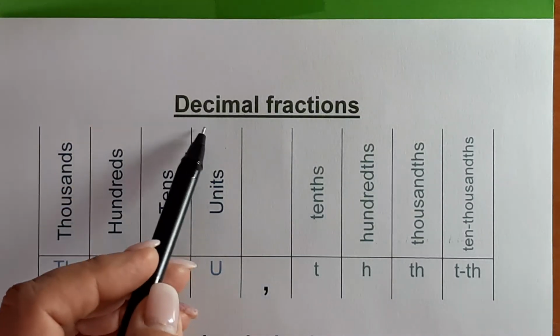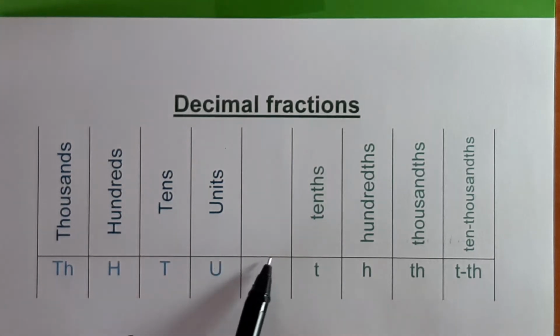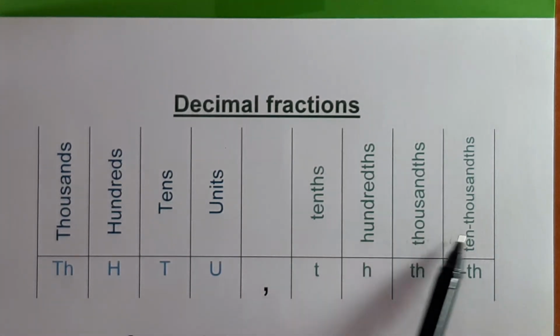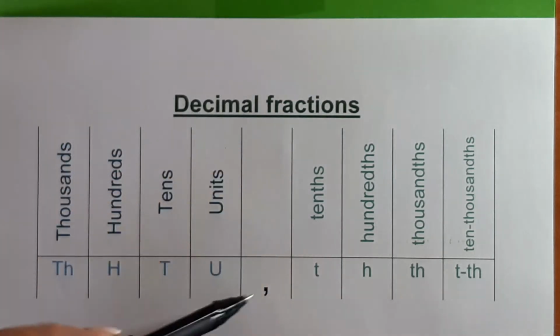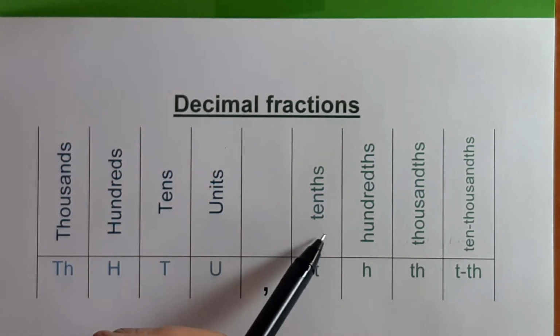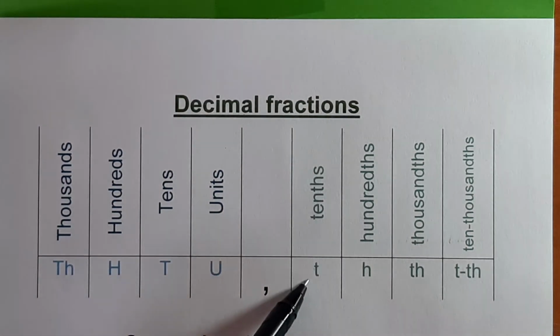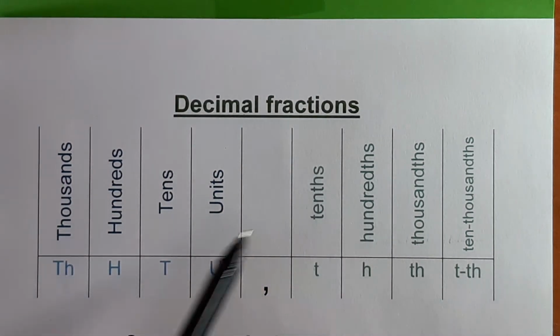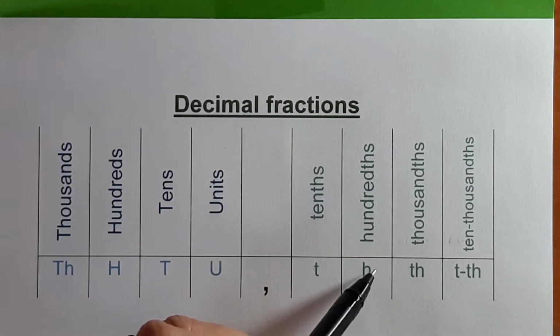Deci means 10, and a decimal fraction is a number with a comma and then numbers behind it. Tenths is the first number behind the comma, so it will be one whole that's divided into 10 equal parts, and that will be your tenths. And hundredths is one whole that's divided into 100 parts, and that gives you the hundredths.